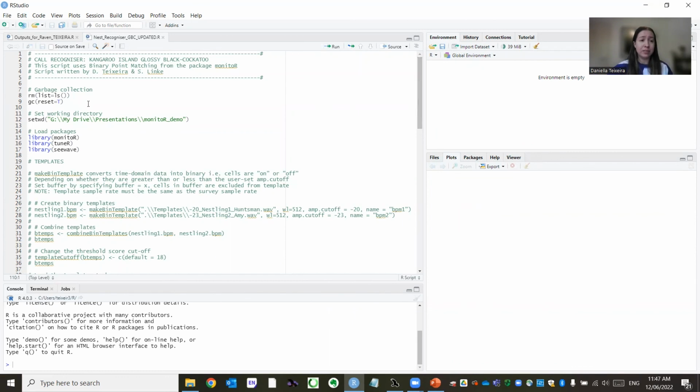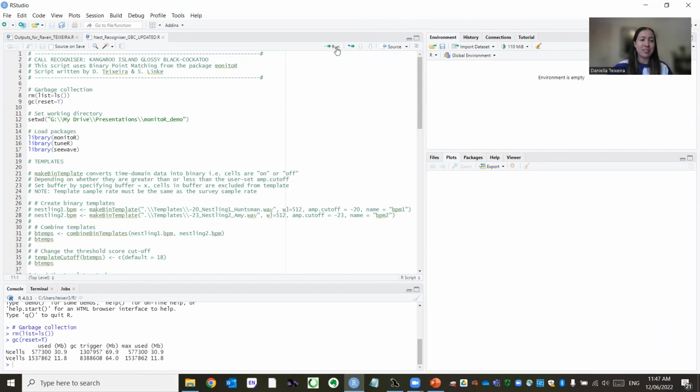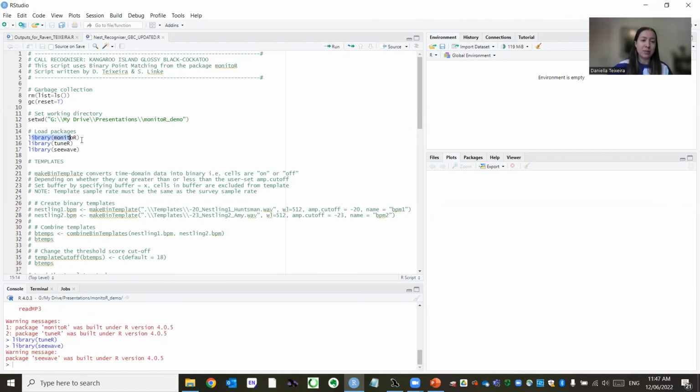All right, so if I move over to R, this is what the recognizer code essentially looks like. I don't have time to go through how to use RStudio, so I'm just going to press forward with the assumption that this all makes sense to you. I'm sorry, hopefully I've commented it enough and it's clear enough. So I'll just set my working directory and load the few packages that we need, monitor being the most important one.